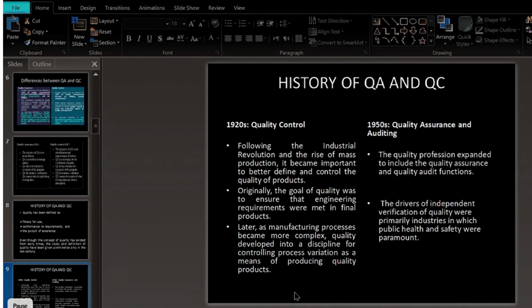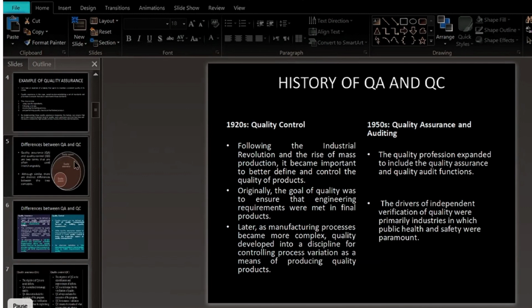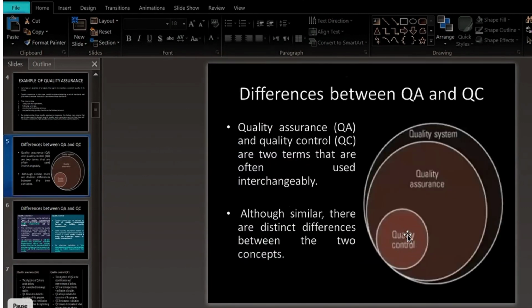अगर आप देखें तो 1920s में quality control was actually there. Following the Industrial Revolution, the rise of mass production, it became important to better define and control quality of products. Originally, the goal of quality was to ensure that the engineering requirements were met in the final product. Later, manufacturing processes became more complex. Quality developed into a discipline for controlling process variation as a means of producing quality products. So if we compare it with quality assurance and auditing, तो ये एक added है.